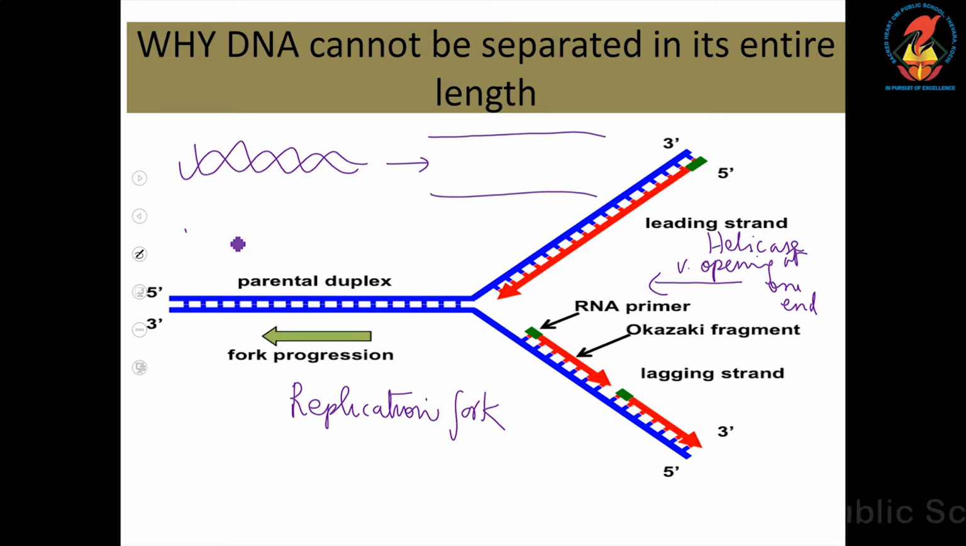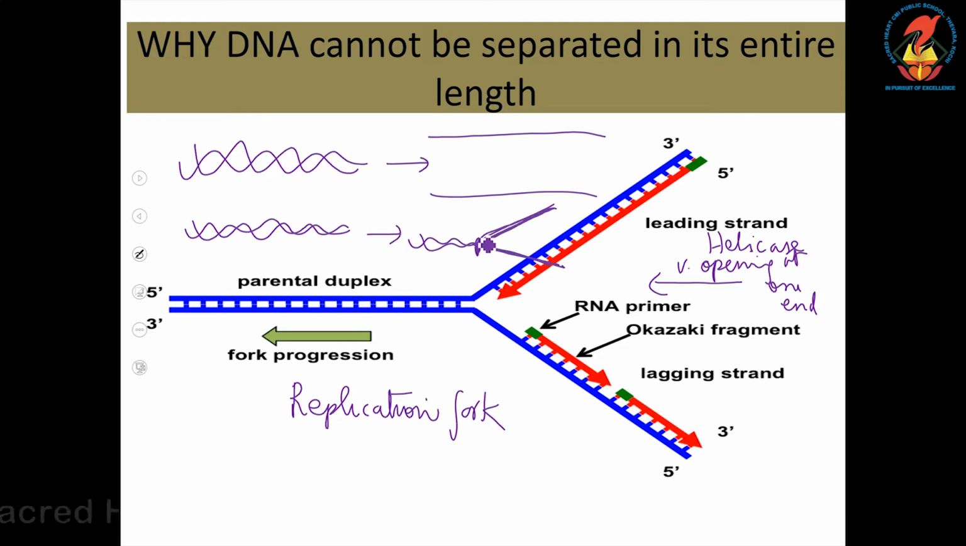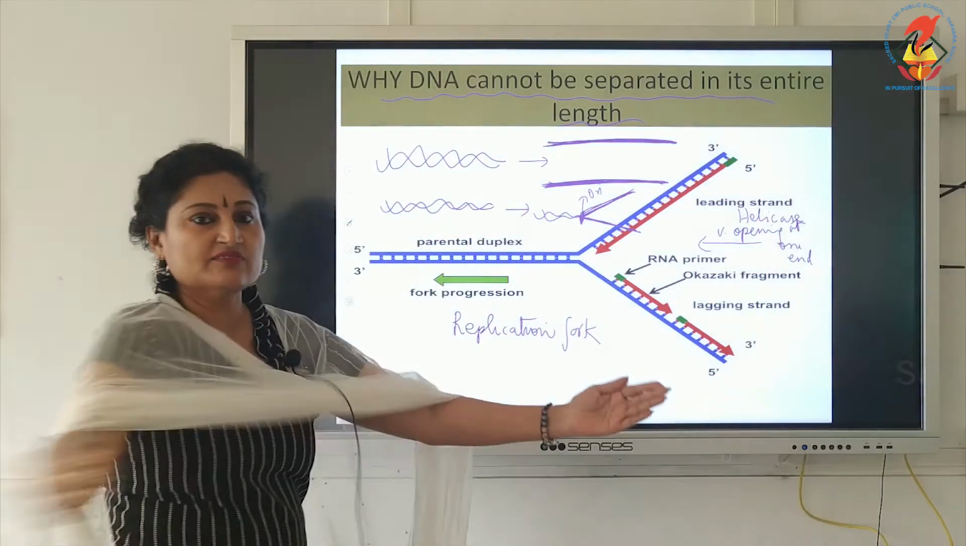But instead it is like this. The separation is like this. There is only a small opening at one end brought about by helicase from a point called ori, or origin of replication. Now the question is, why can't it be at one stretch? Why can't it separate into two separate strands? Or why can the DNA not be separated in its entire length completely?